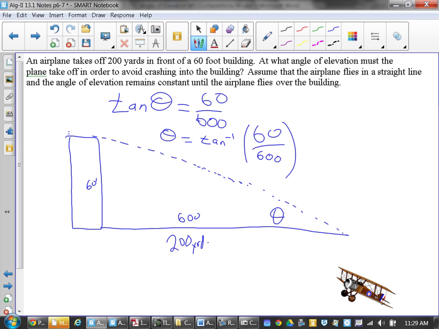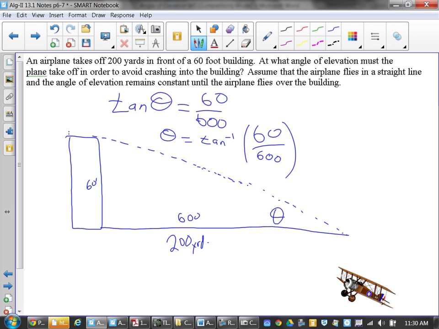So all you did was take tan⁻¹ to both sides, and that canceled that one out. It's exactly what it is, because tangent inverse is how you undo tangent. So the angle equals 5.71? So you only have to have an angle of elevation of 5.71.